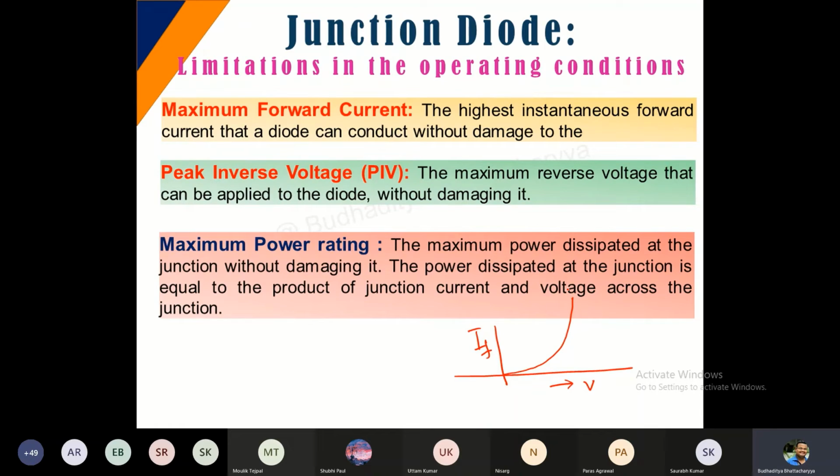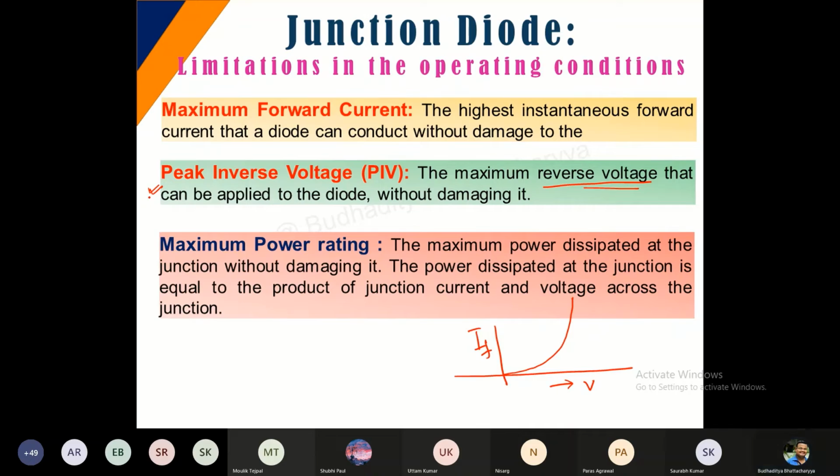The other important thing is called the peak inverse voltage, or in short, the PIV. Now PIV is the maximum reverse voltage that can be applied to the diode without damaging it. This in fact will be very useful later on when we discuss the Zener diode, or the process that is involved with the reverse biasing condition. But for the time being, just remember that it is the maximum reverse voltage that can be applied to the diode.